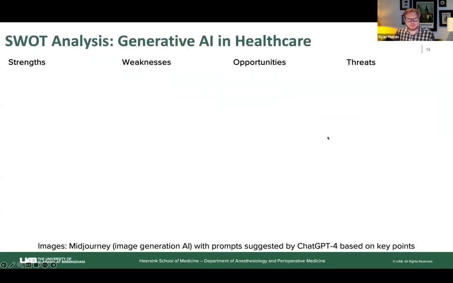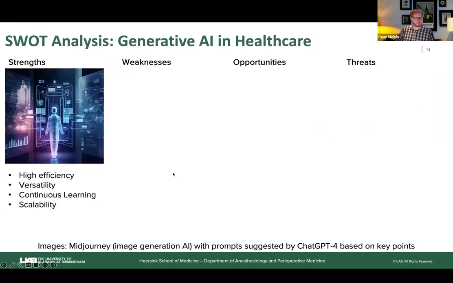We have done some thinking about what are the strengths, weaknesses, opportunities, and threats of generative AI in healthcare. I'll share a little bit of our conclusions, and then we'll dive into some examples of what we've done with this. So first off, these things are clearly highly efficient. If I give it a set of bullet points, it's going to turn that into a narrative much faster than I will.